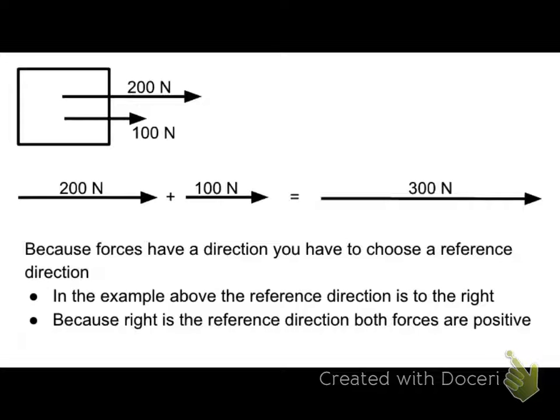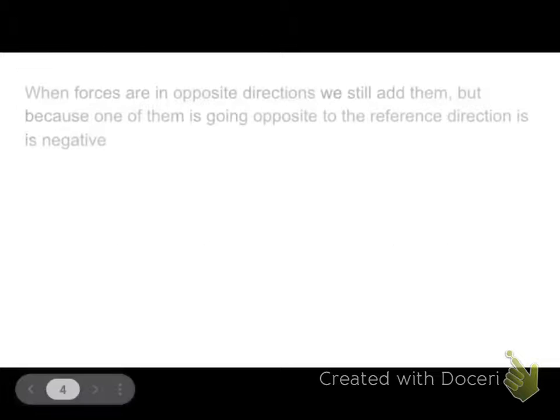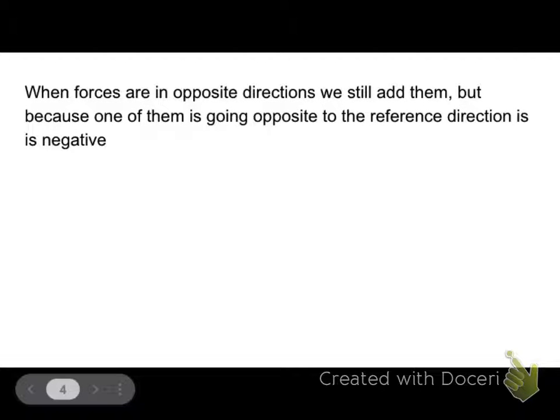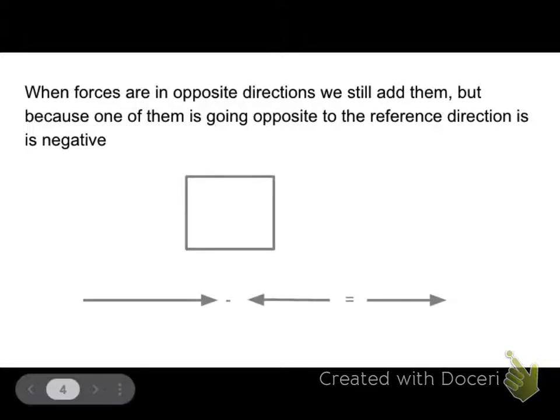Okay? But the forces aren't always going to be in the same direction. When forces are in opposite directions, we're still adding them, but because one of those forces is going to be going opposite to what we say the reference direction is, then we're going to indicate that force as being a negative force. So it's as though we are subtracting them, because if you add a negative and a positive number, it's like doing subtraction. So that might look something like this.